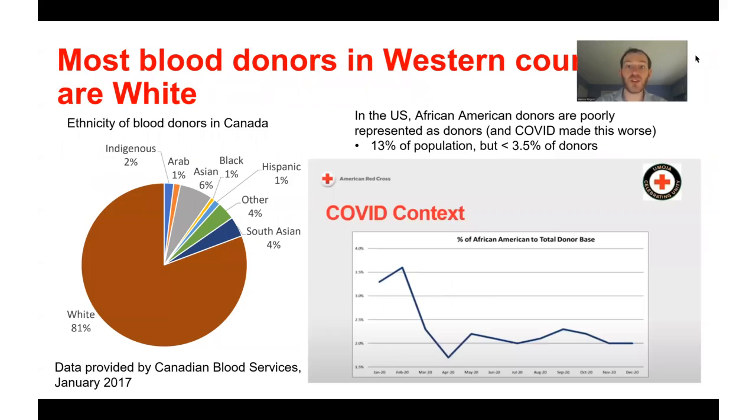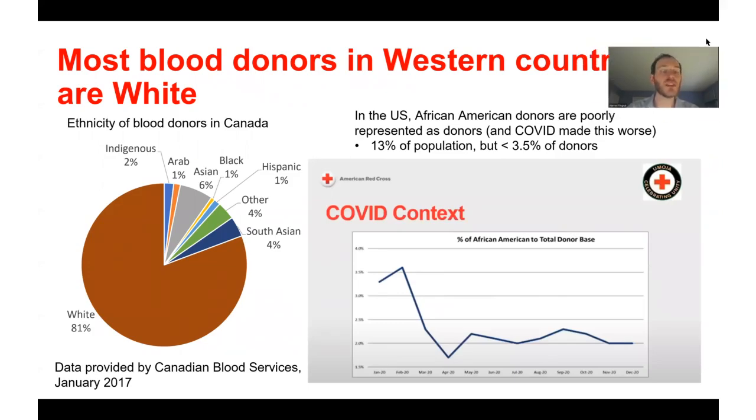Furthermore, most blood donors in Western countries are white. And so you can see here in the diagram on the left, this is data from 2017 from Canadian Blood Services showing the ethnic breakdown of blood donors in Canada. You can see that the majority of blood donors are white, and that's way more than the proportion of white people in the makeup of Canada. And on the right, you can see data with respect to the United States, the proportion of the Red Cross donor pool that's made up of African-American donors. And you can see that it's much less than the 13% of the population of the United States that's African-American. It's less than 3.5% of donors that are African-American. And that was worsened by the COVID-19 pandemic, where it went down to as low as 2% of the donor pool.